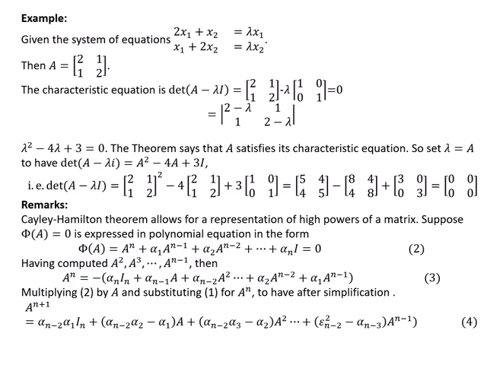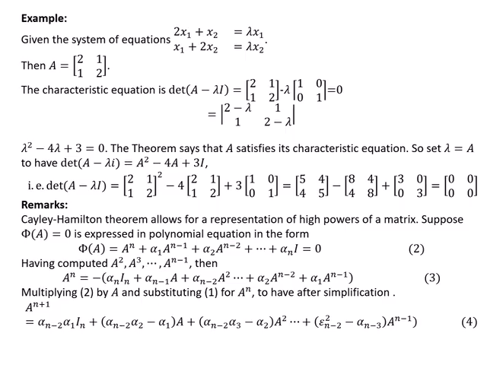So instead of lambda squared, now you have A squared, minus 4 times A, instead of lambda, you put your A, plus 3 times I, which is the identity matrix.